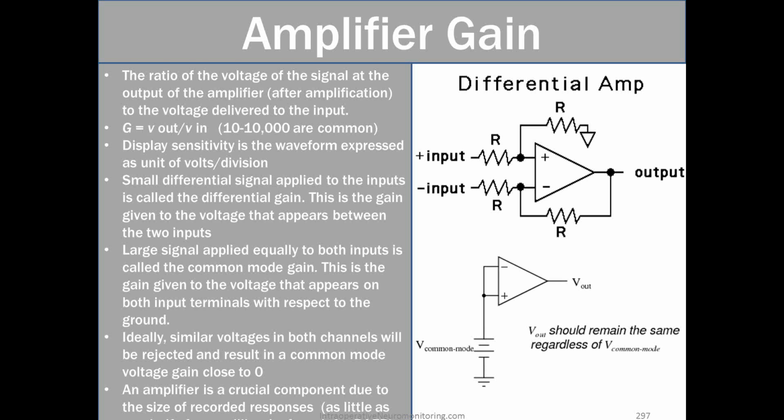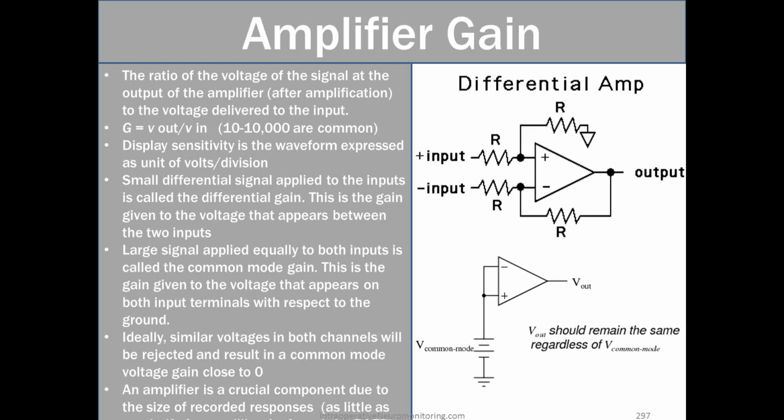Amplifier gain is the ratio of the voltage of the signal at the output of the amplifier after amplification to the voltage delivered to the input. So gain equals voltage out divided by voltage in. 10 to 10,000 are common numbers. Display sensitivity in the waveform is expressed as a unit of voltage per division.